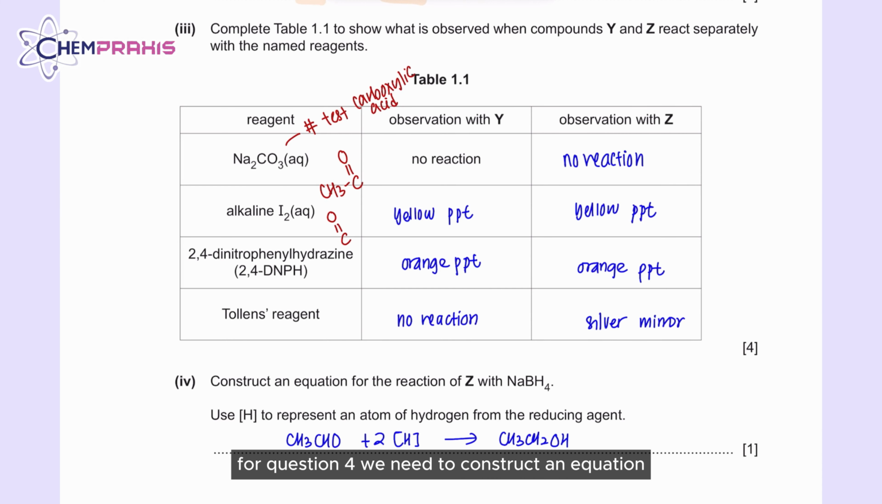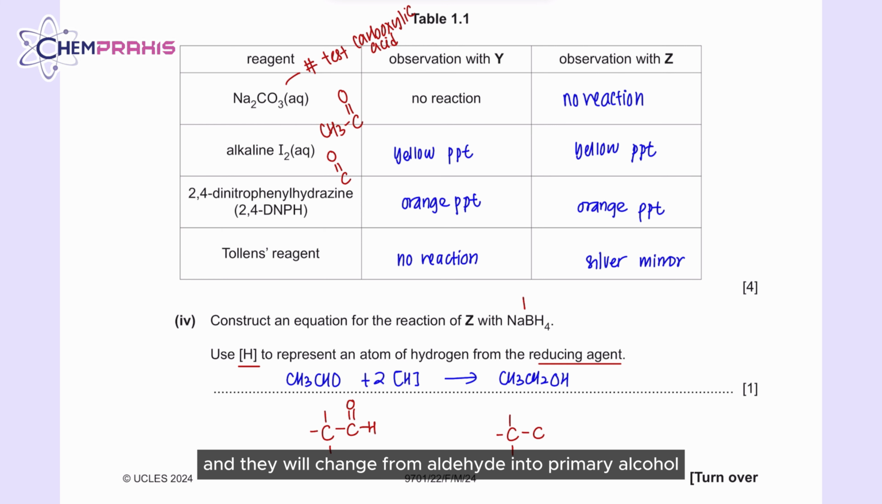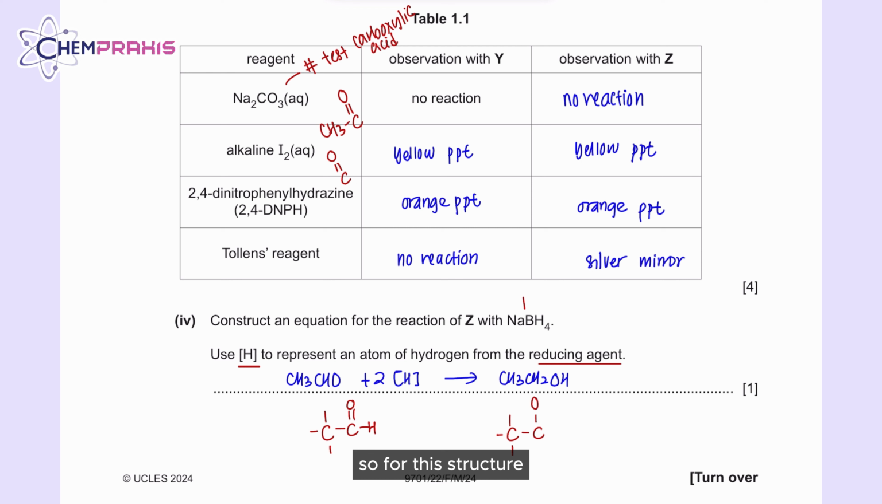For question 4, we need to construct an equation for the reaction of Z with NaBH4. NaBH4 is a reducing agent, which means it will provide hydrogen to the organic compound. For example, if I have an aldehyde, this aldehyde will receive the hydrogen from the reducing agent and change from aldehyde into primary alcohol. This is the structure of the primary alcohol. In terms of the molecular formula or structural formula, both are accepted for this answer.